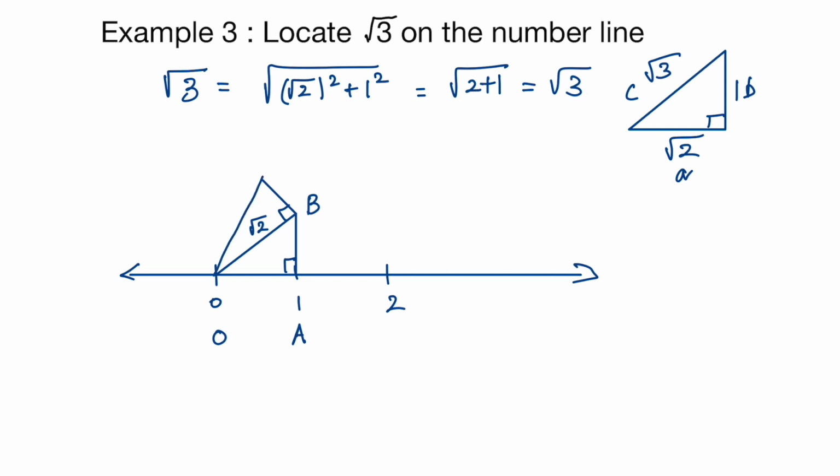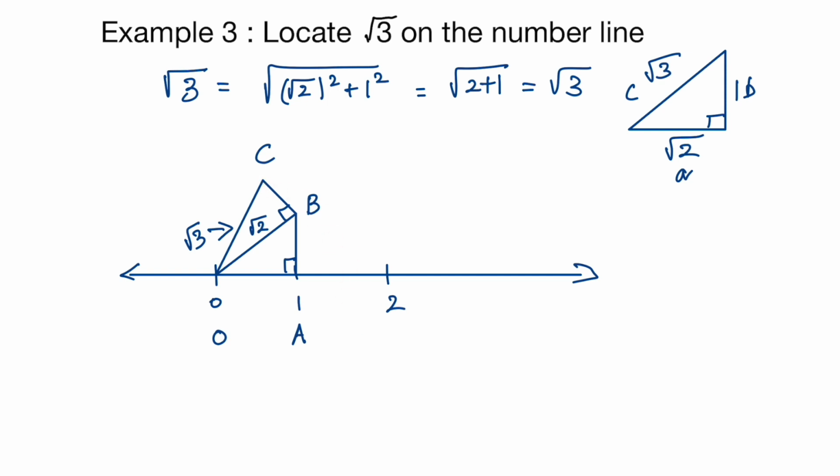Okay, and if you join this, one side is root 2, just like this triangle that we have seen right here. One side is root 2, another side is 1, which means this side should obviously be root 3. Now after doing this, it's the same as the previous one. Let me just mark this. Let this be point C. You are going to measure from O to C. With that in the compass, you are going to cut an arc, cutting the number line, and that would give you root 3 on a number line.